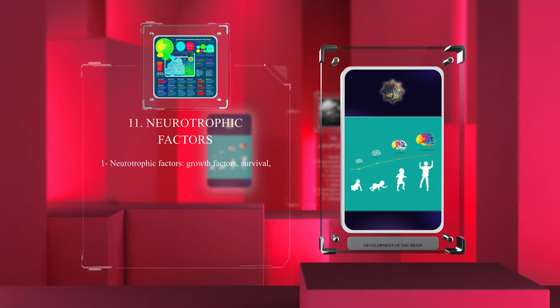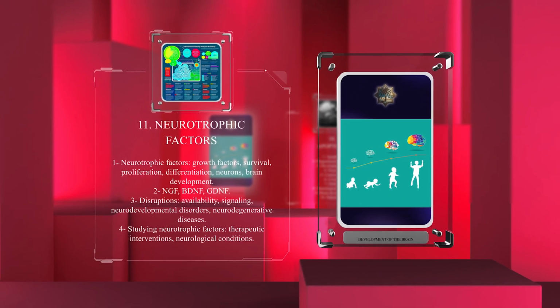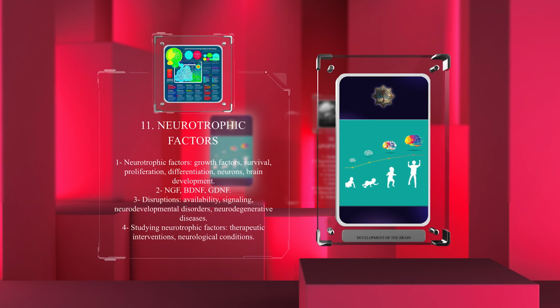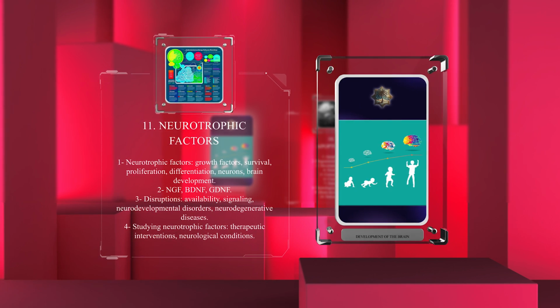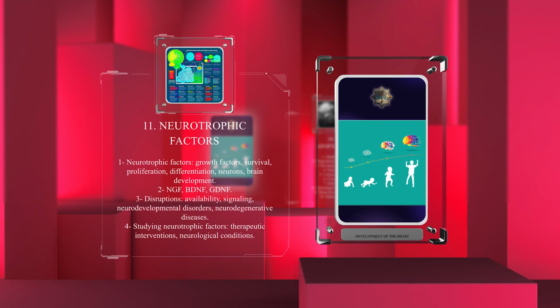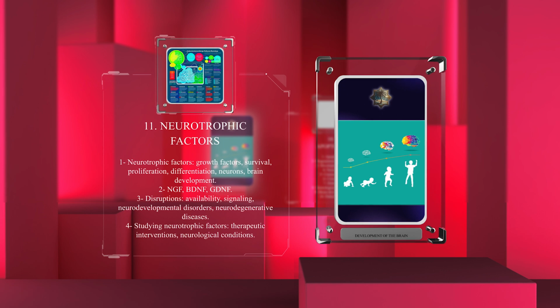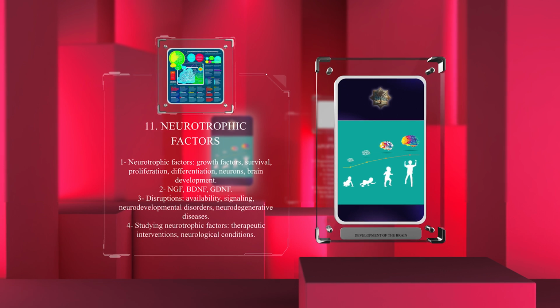Neurotrophic factors are growth factors that guide the survival, proliferation, and differentiation of neurons during brain development. They include NGF, BDNF, and GDNF. Disruptions in their availability or signaling can lead to neurodevelopmental disorders and neurodegenerative diseases. Studying neurotrophic factors can inform therapeutic interventions for neurological conditions.